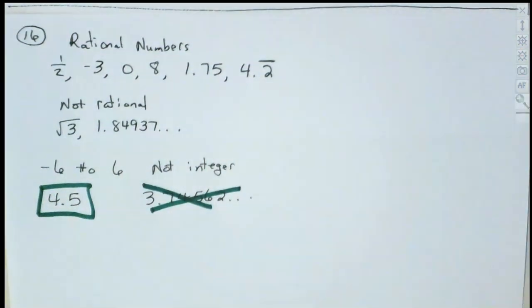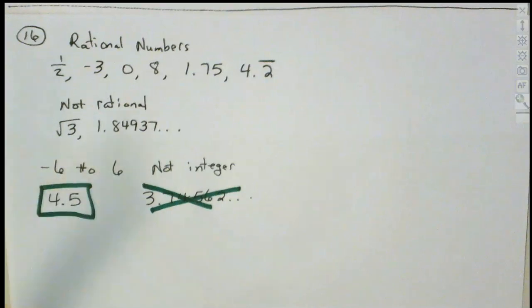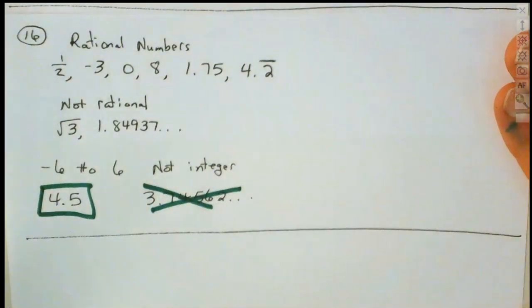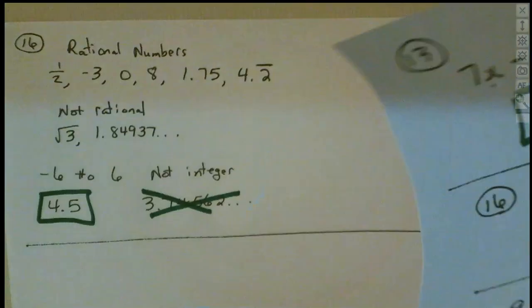So it has to be a rational number, which means it could be a fraction or a decimal that either repeats itself or it terminates, and it has to be between -6 and 6 and not an integer. So it has to be a decimal or fraction. And that's just making sure that we understand the terminologies there, what the different numbers are.